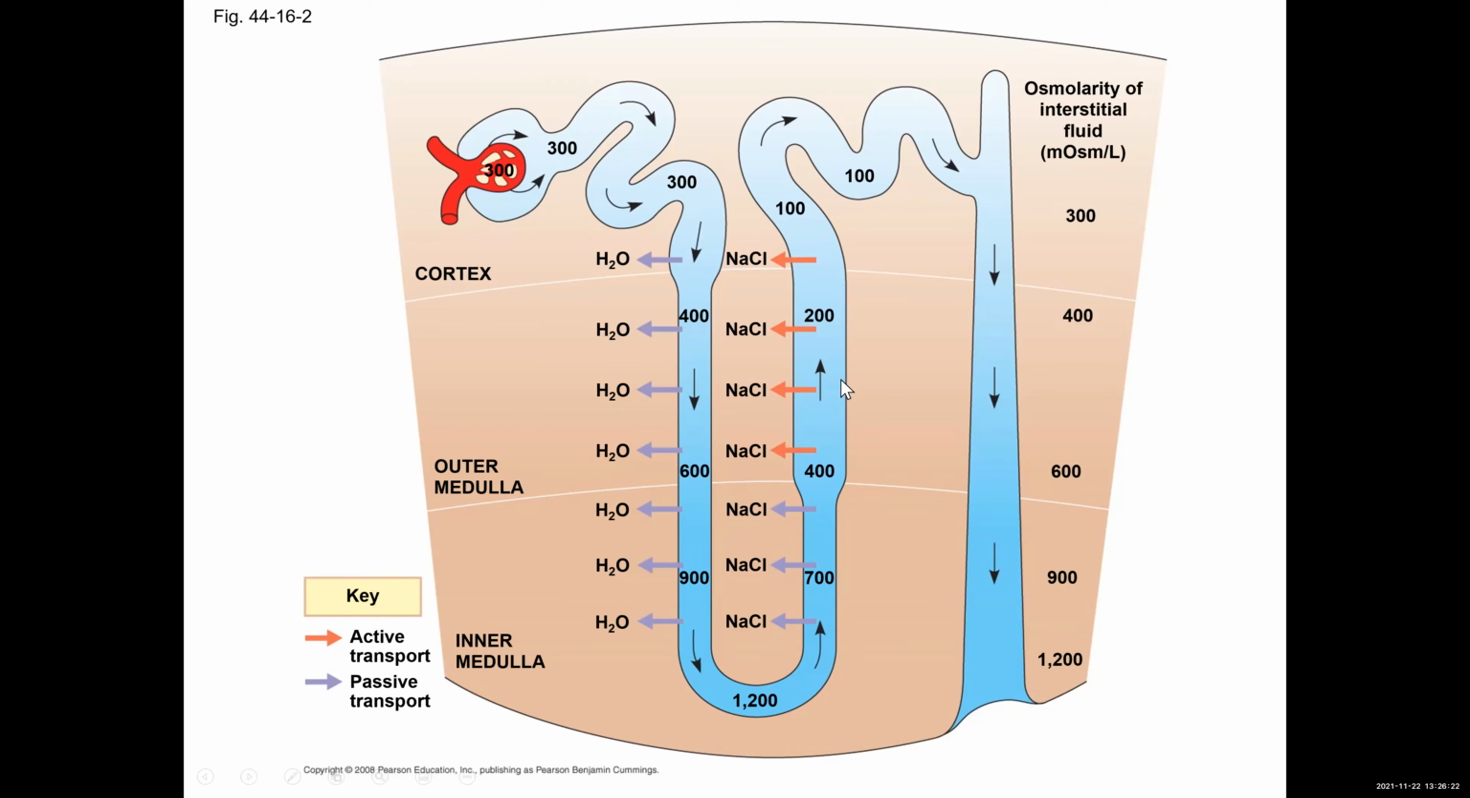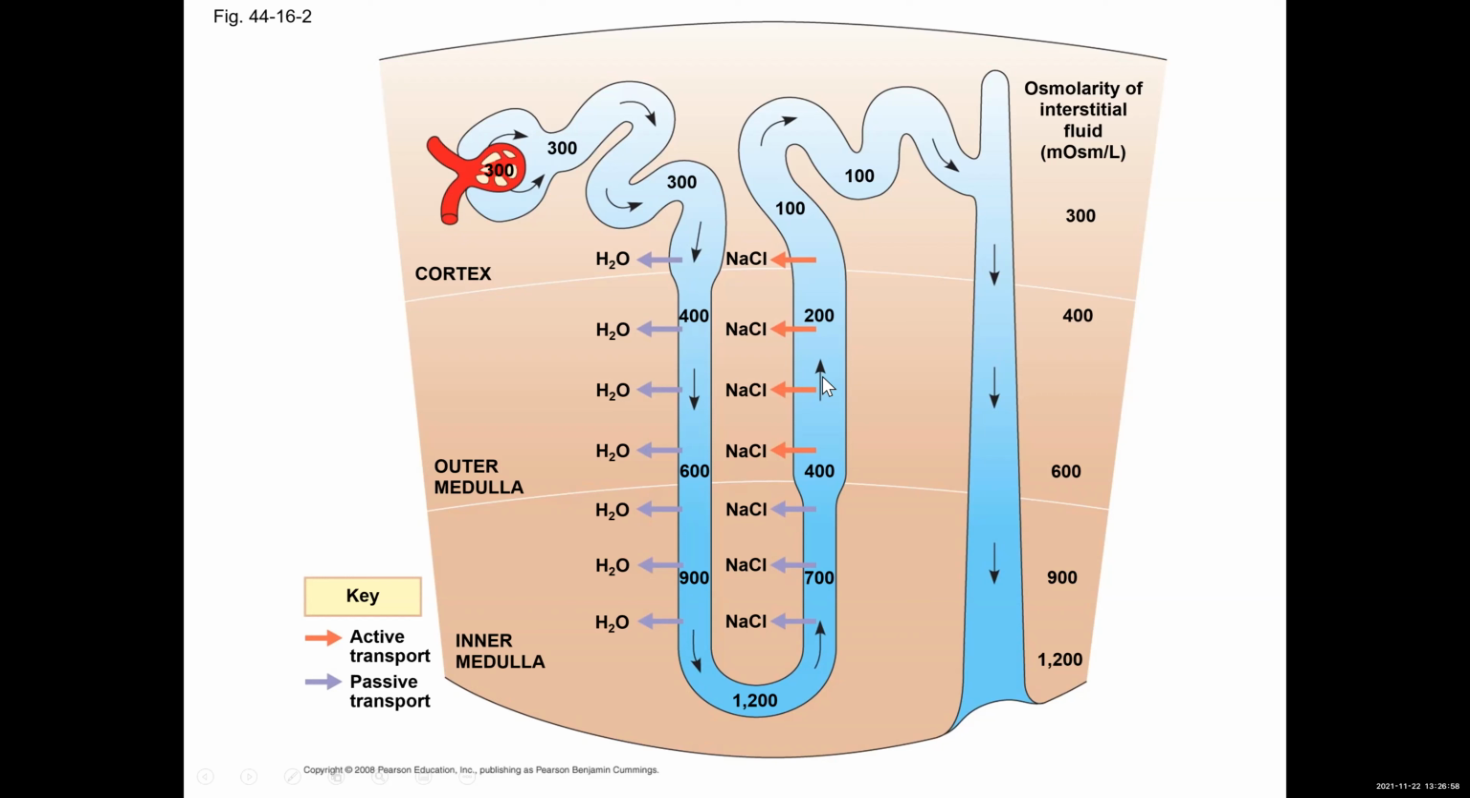So what have we done? We now have this smaller volume of filtrate, but we have re-diluted it, not by adding water, but by pumping salts out. So now we have a small amount of dilute filtrate. It's going to pass through the distal convoluted tubule. As it starts moving down the collecting duct, we're going to see how we reconcentrate it.